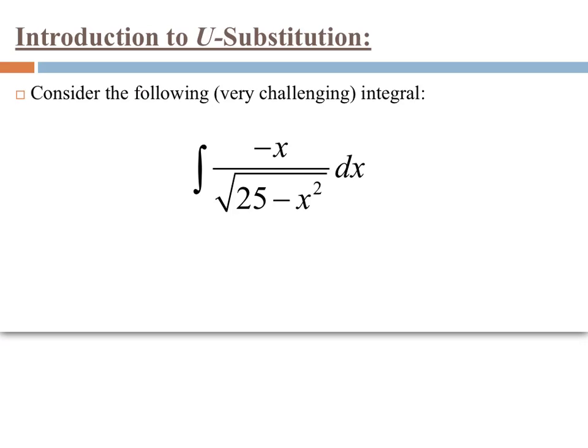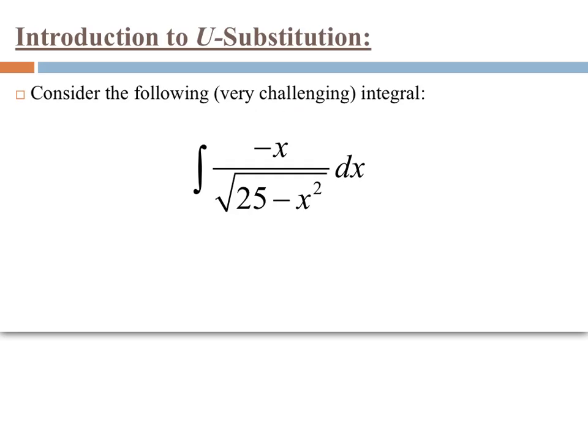Now here's an example of one of those crazy integrals I was talking about. So consider the following very challenging integral in this example. The integral of negative x over the square root of 25 minus x squared, all with respect to x. Now in this situation, most people look at this integrand and they have no idea where that integrand came from. I mean, what function, if you took the derivative, would give you something like this?